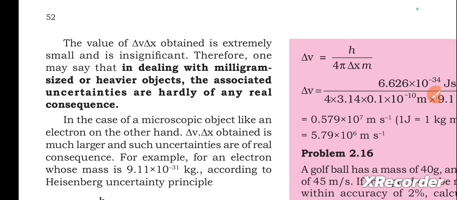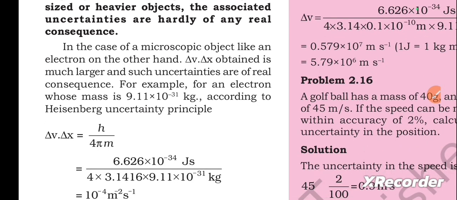The value of delta v delta x obtained is extremely small and insignificant. Therefore, one may say that in dealing with milligram-sized or heavier objects, the associated uncertainties are hardly of any real consequence. In the case of a microscopic object like an electron, on the other hand, delta v into delta x obtained is much larger and such uncertainties are of real consequence.